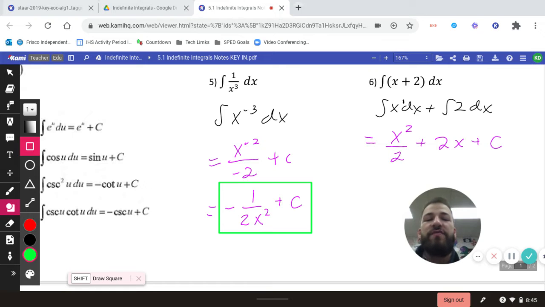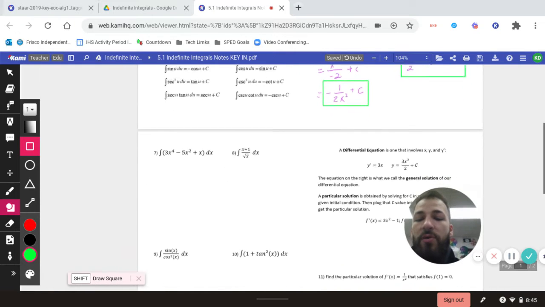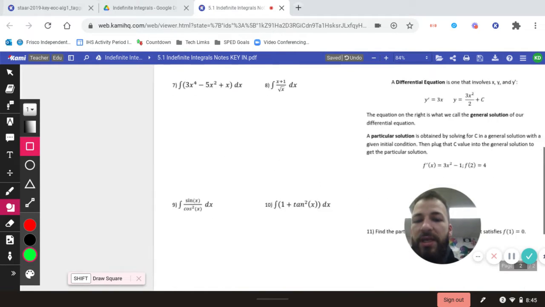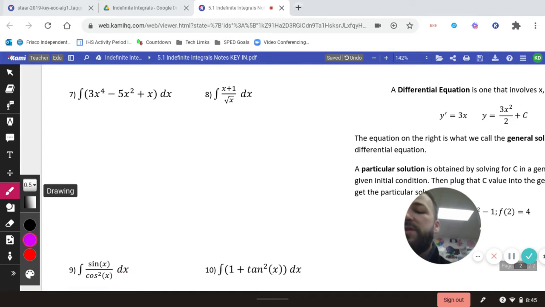It's not an extra variable or something that we have to work with. And there you go. Couple more. Getting just a little harder. So now we have the integral of 3x to the fourth minus 5x squared plus x dx. So this time I'm not going to break it up. We're just going to go straight forward.